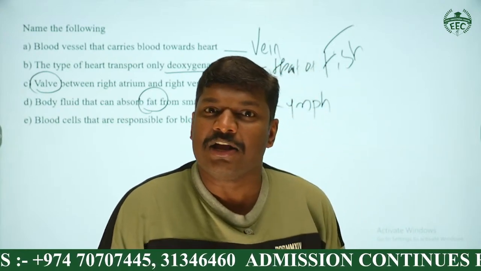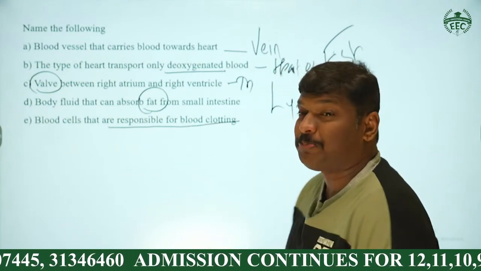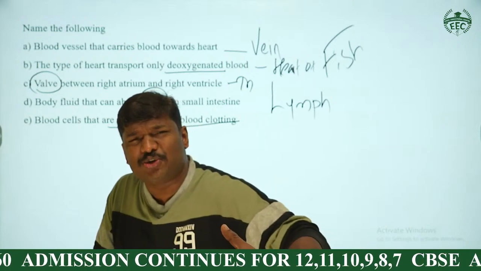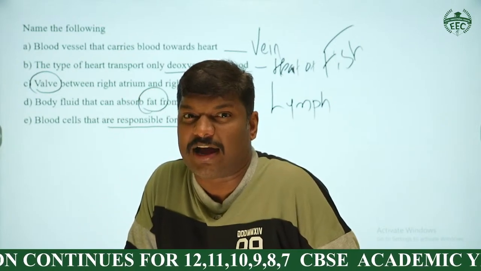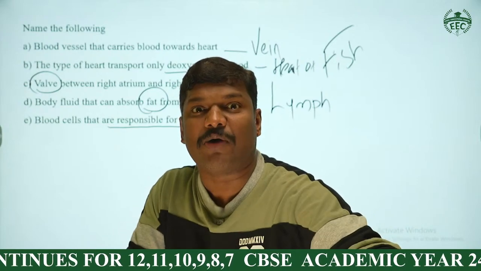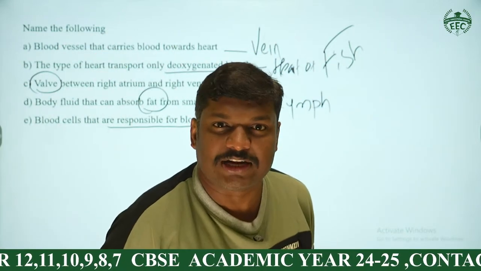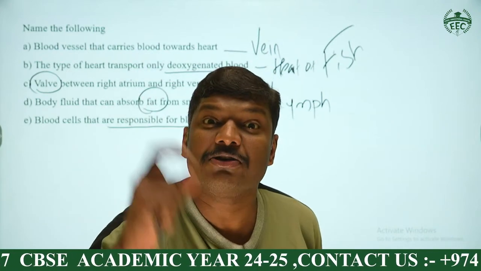But the question is not WBC, it is about blood cells that are responsible for blood clotting. Whenever there is bleeding, whenever there is an injury or a wound, my dear student, bleeding takes place in our body, right? And when the bleeding continues, what will happen? That leads to the death of the person by decreasing the blood pressure. So whenever bleeding occurs, at that moment itself, the bleeding must be stopped.